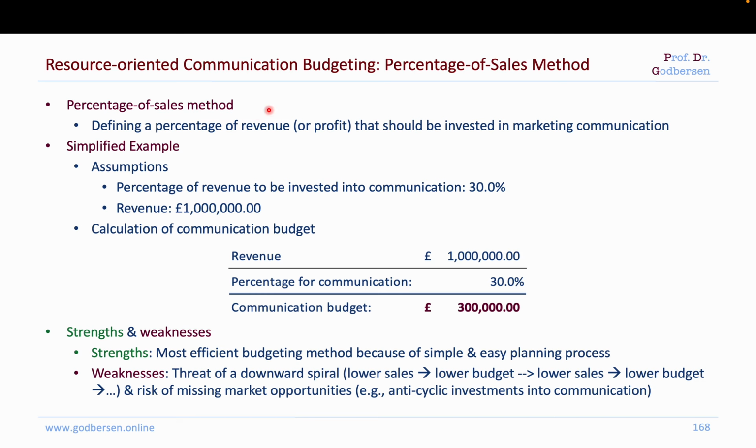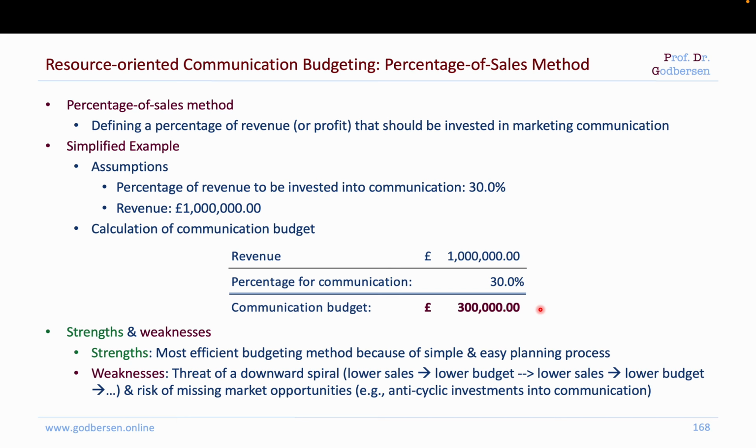It works very simply: you define a percentage of your revenue or profit that you will invest in marketing communication. Let me give you a simplified example. You say, we always spend 30% of our revenue on communication. That is a golden rule, and that stands for all times. So assuming you have a revenue of £1 million, then you assume 30% by your rule, always 30% investing, and then your communication budget is £300,000.